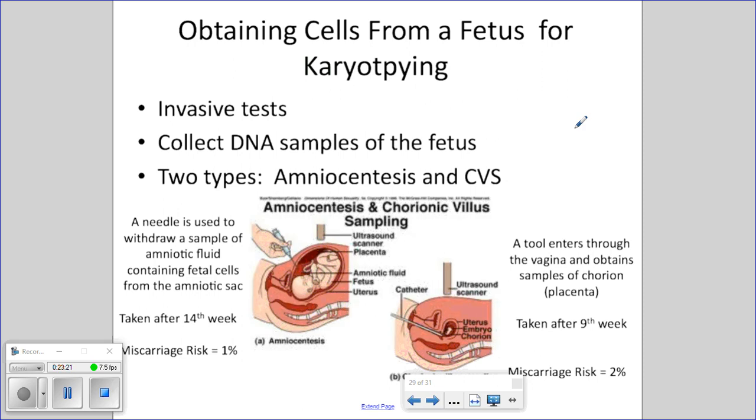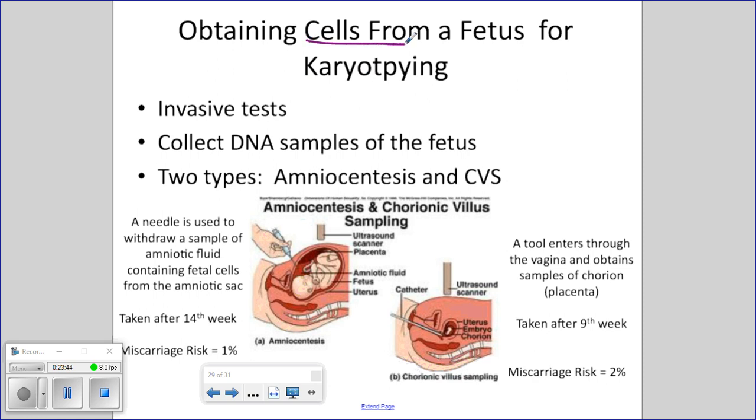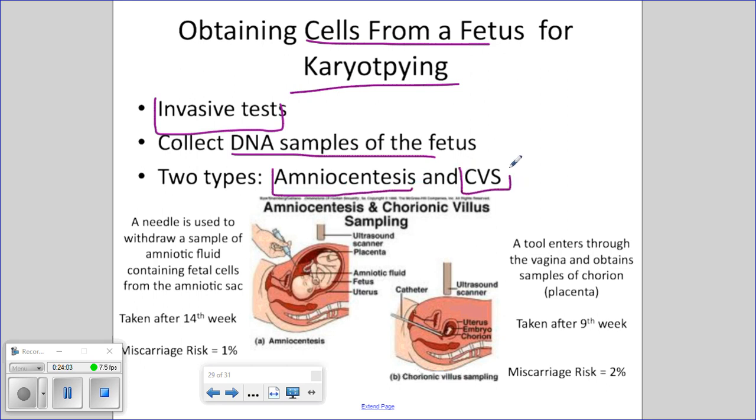Now, when determining the karyotype of an individual, when examining those chromosomes to create a karyotype, and determining if a fetus or a baby is going to have a normal chromosome pattern or an abnormal chromosome pattern, there's a few different ways in which you would obtain cells from a fetus to do this karyotyping. Now, these tests are invasive and they do carry risks with them. They do involve collecting DNA samples of the fetus. So there's two ways in which this can be done. One through a process called amniocentesis and another called CVS, or chorionic villus sampling.